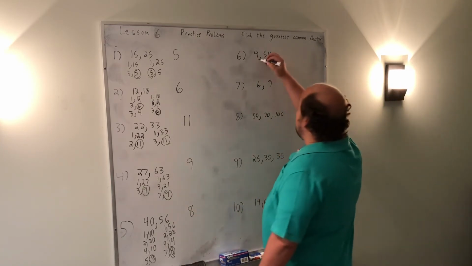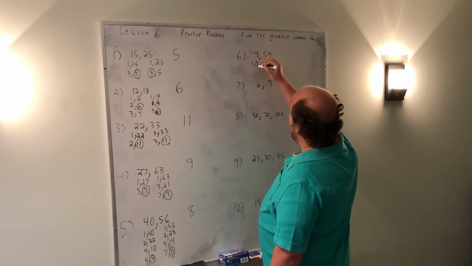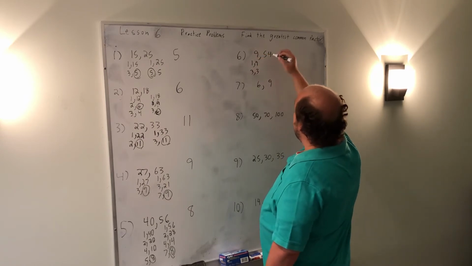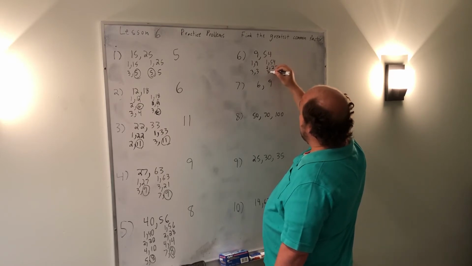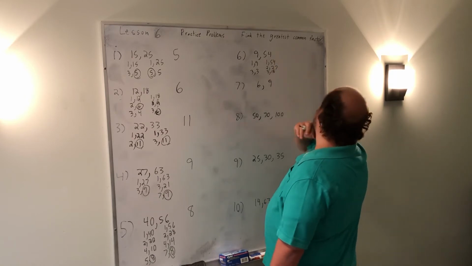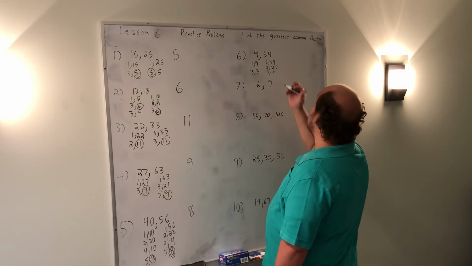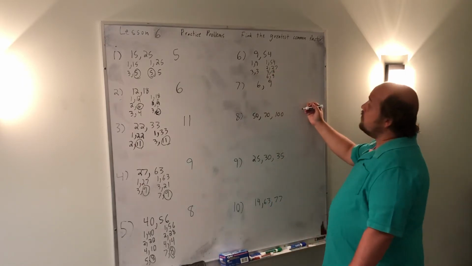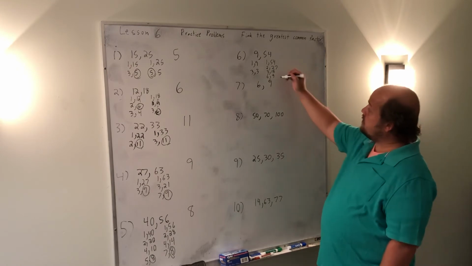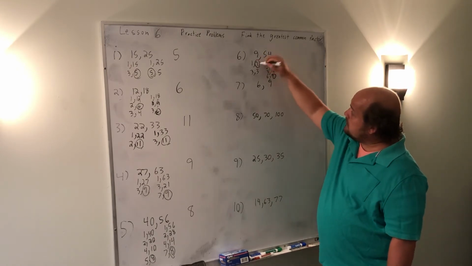For 9 and 54, 9 breaks down into 1 and 9 and 3 and 3. 54 breaks down into 1 and 54, 2 and 27, 3 and 18, 4 doesn't go into it, 5 doesn't go into it, 6 goes into it, 6 and 9, 7 doesn't go in, 8 doesn't go in. So the largest number on both lists is 9.